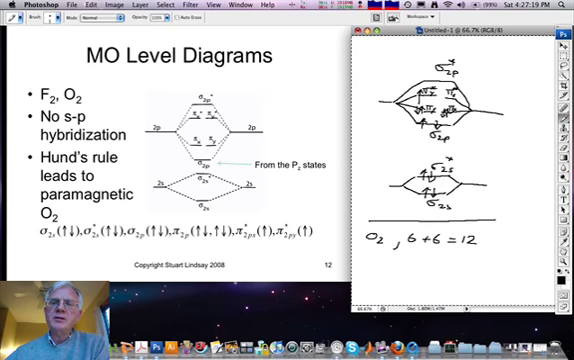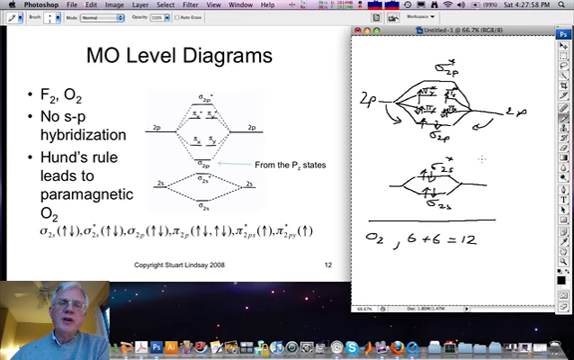Hund's rule tells us that to minimize electron-electron interactions, we can put them in the same spin orientation into the pi star x and pi star y orbitals. Note that the molecule is still bonded because we have 1, 2, 3, 4, 5, 6 electrons whose energy has been lowered relative to the 2p states on the atoms, and this generates the bonding energy for the molecule. So these electrons here of increased energy still allow the molecule to form a stable bond.